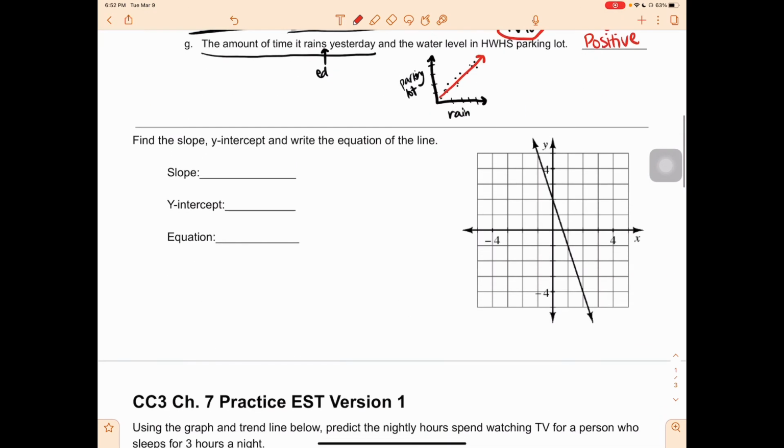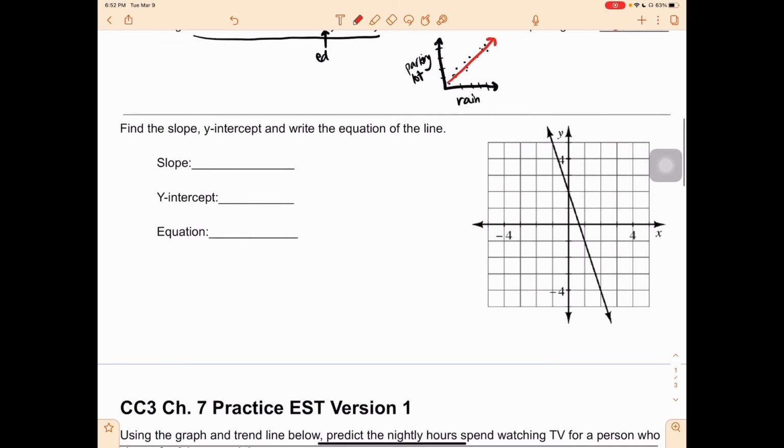All right, now here we're given a graph. We have to find the slope, y-intercept, and the equation of the line. So I always like to find the y-intercept first. So I see that I cross my y-axis right here, and this is at 1, 2, 3, 4. Okay, so you always want to make sure you know what it's counting by. So my y-intercept is (0, 2).